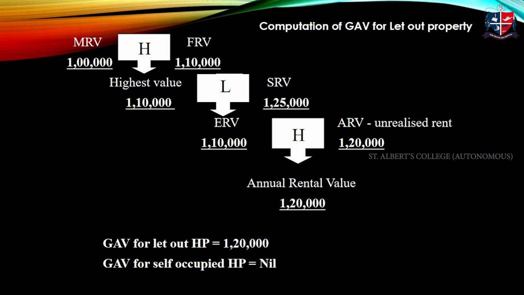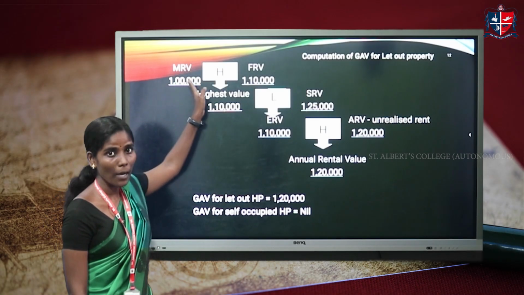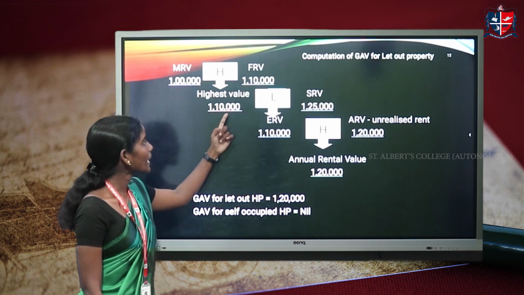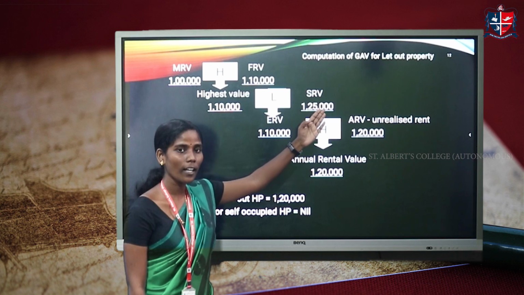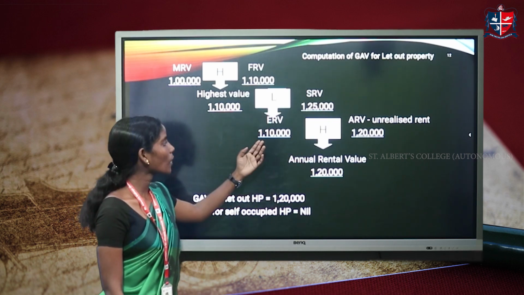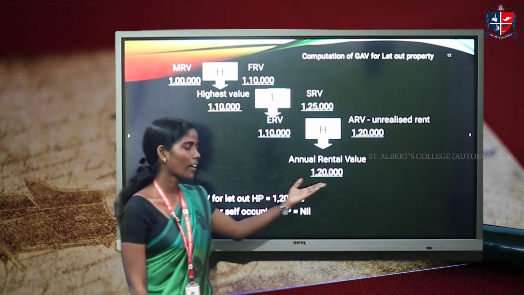So let's compute the gross annual value. As the procedure says, first we compare MRV with FRV, taking the highest value, that is 1,10,000. And this 1,10,000 is compared with 1,25,000, and we take the lowest value. The lowest value will be called the expected rental value. And this 1,10,000 is compared with 1,20,000, taking the highest value, 1,20,000. So in this property, the gross annual value will be 1,20,000.